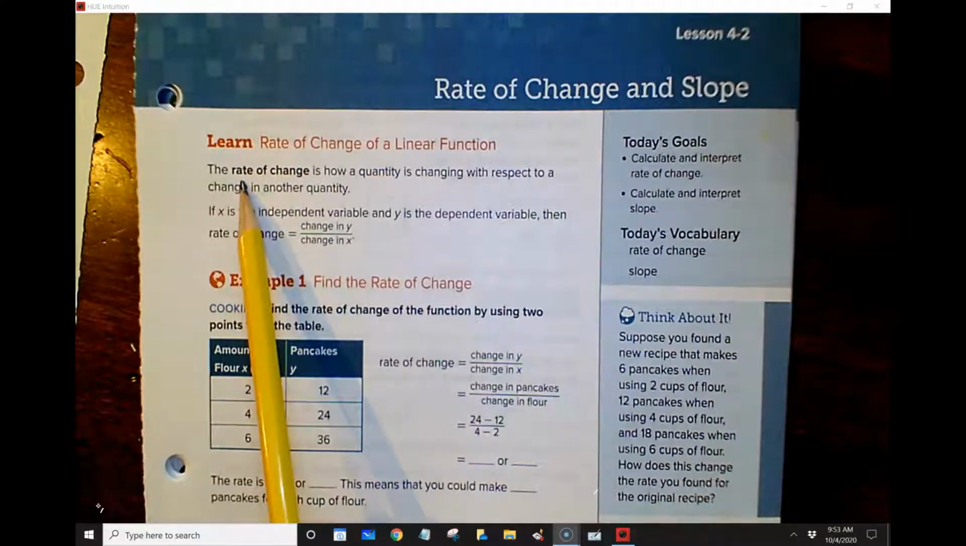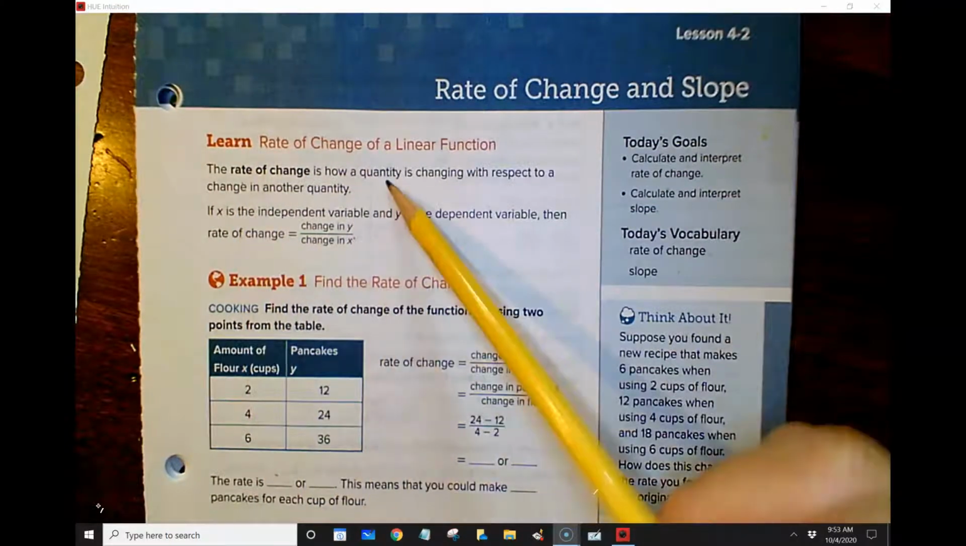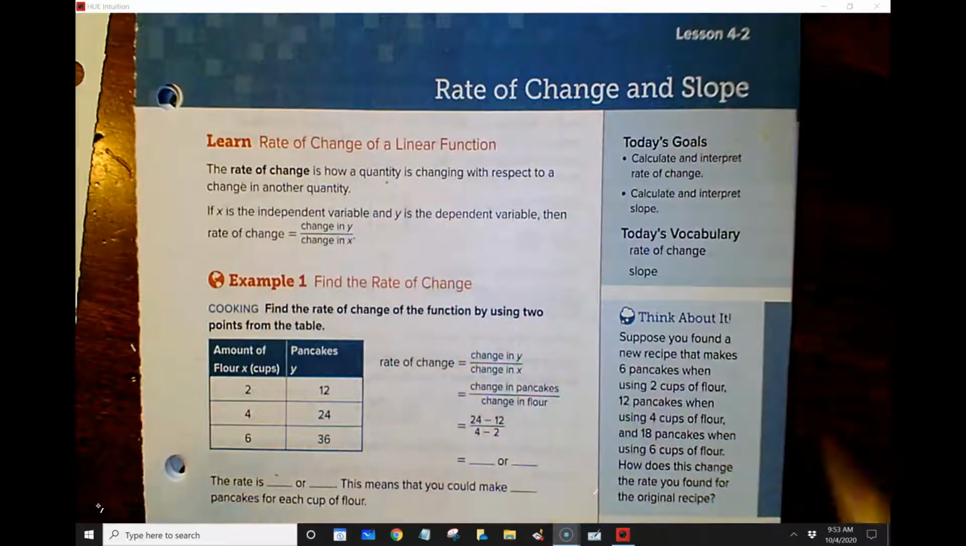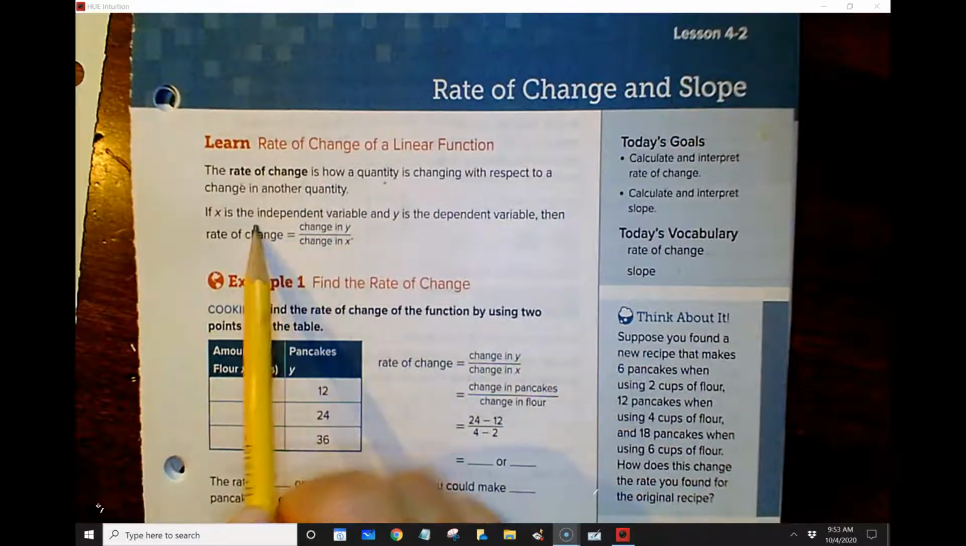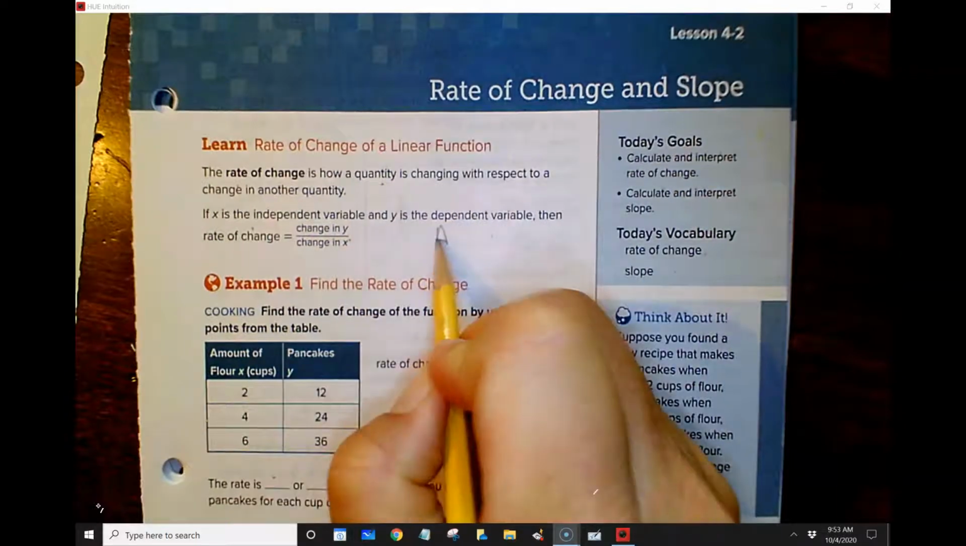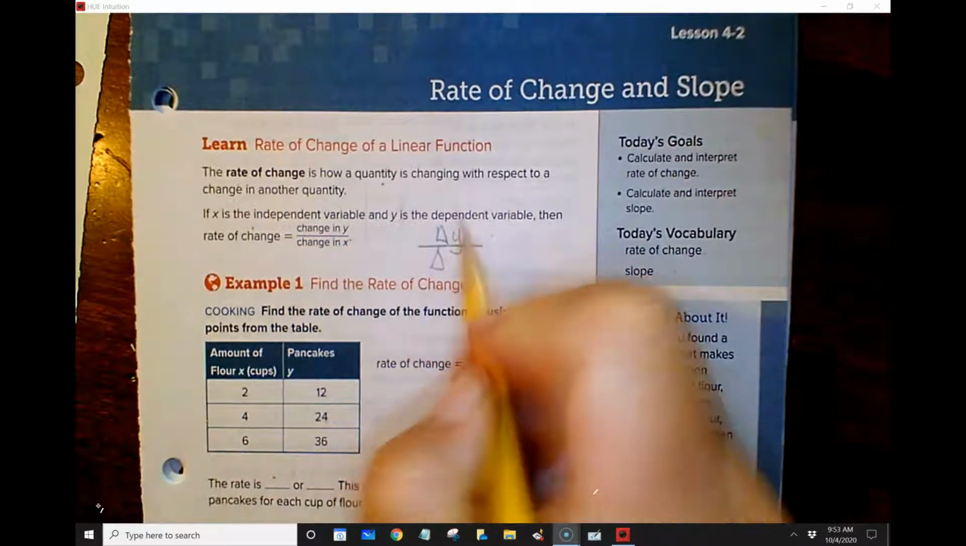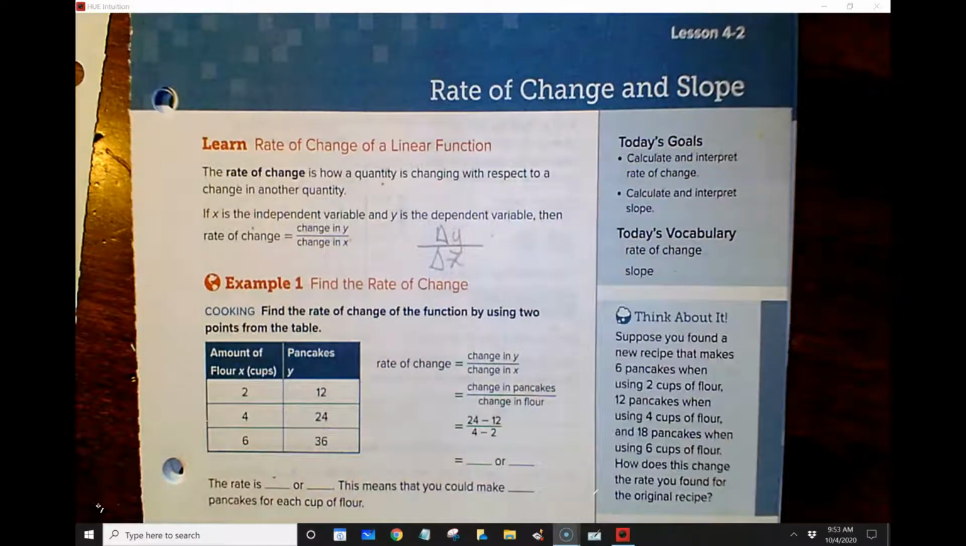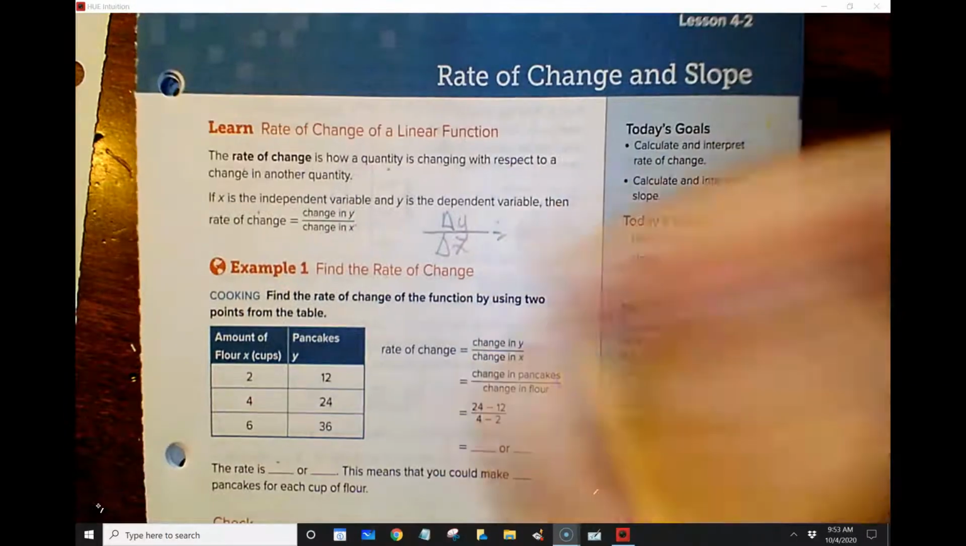Rate of change refers to how a quantity is changing with respect to another quantity. So essentially what we're going to deal with is the independent variable and the dependent variable. The rate of change is always a change in y, that's our delta, which means change, over the change in x. You don't have to write it like that. So this is going to be our rate of change.